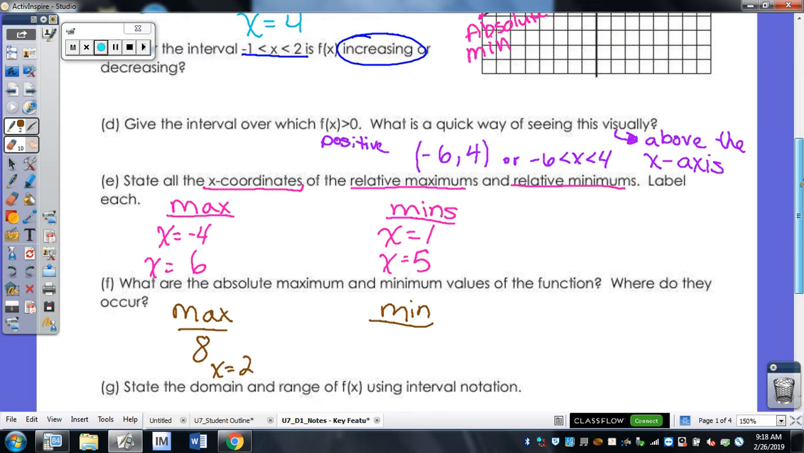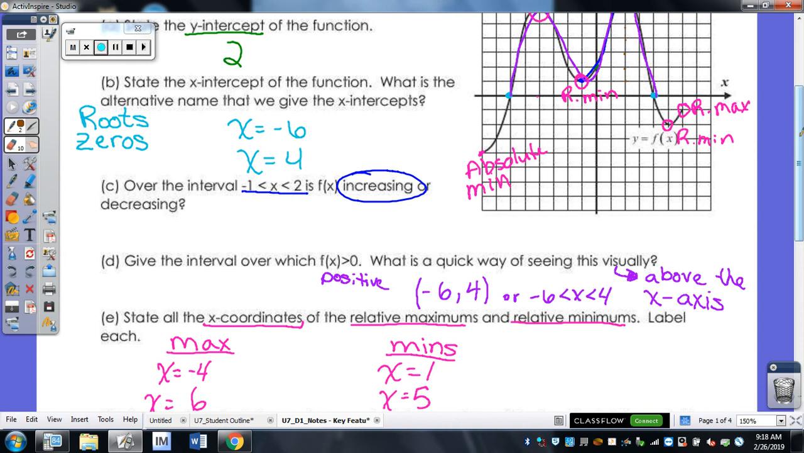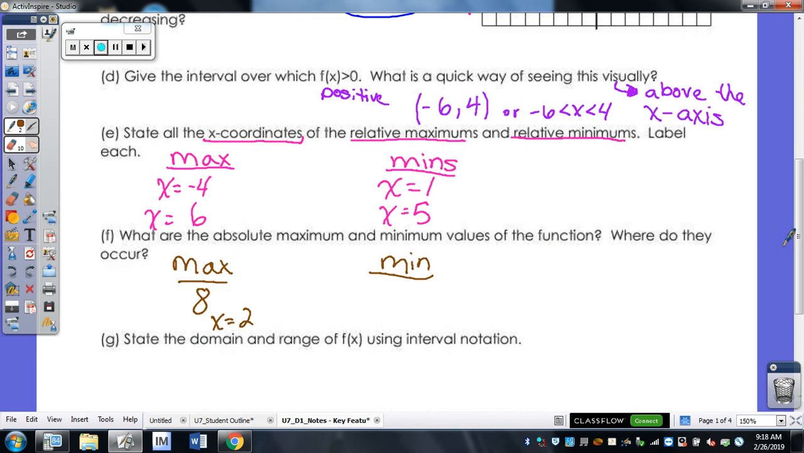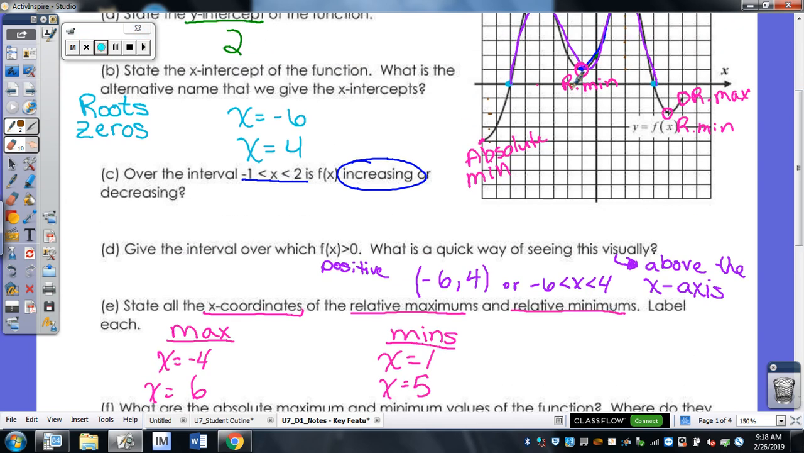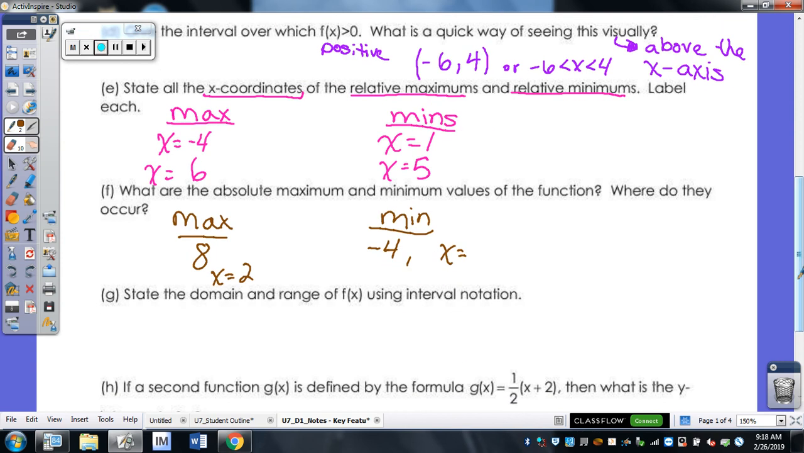So now let's do our absolute min. So our absolute minimum value is 1, 2, 3, negative 4. And it happens when x is 5, 6, 7. Yep, negative 8. So again, when they ask for the max or min value, they just want y. Where does it occur? That is your x.